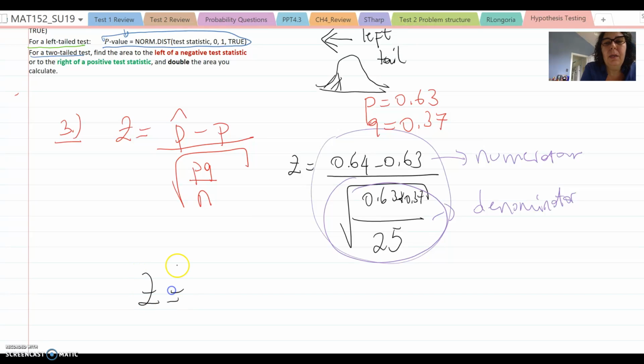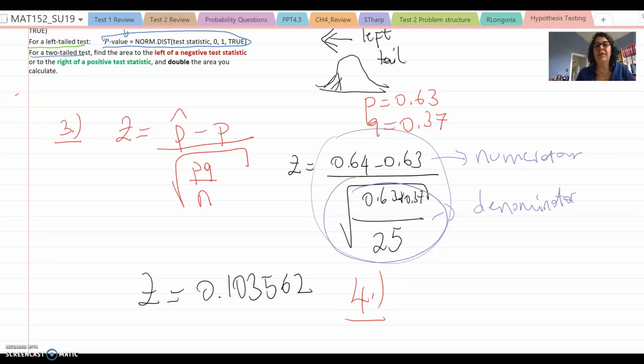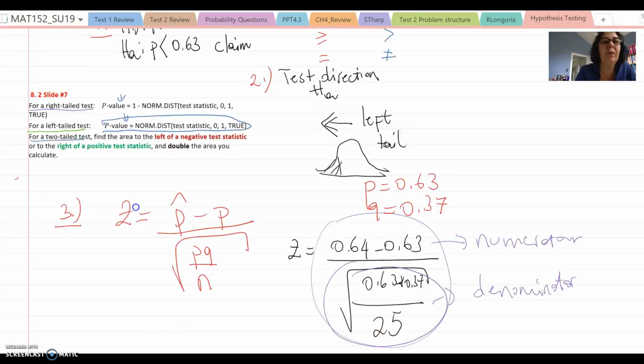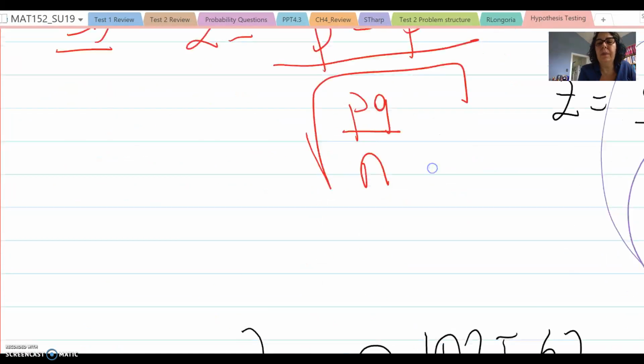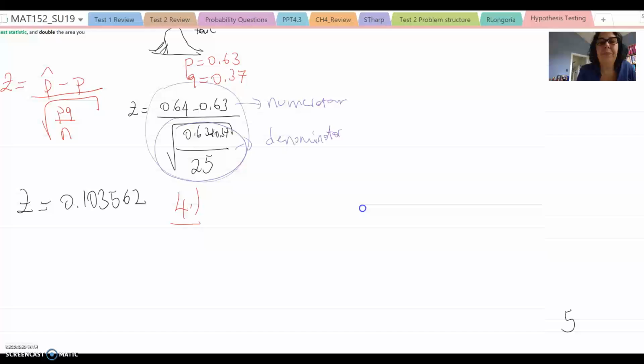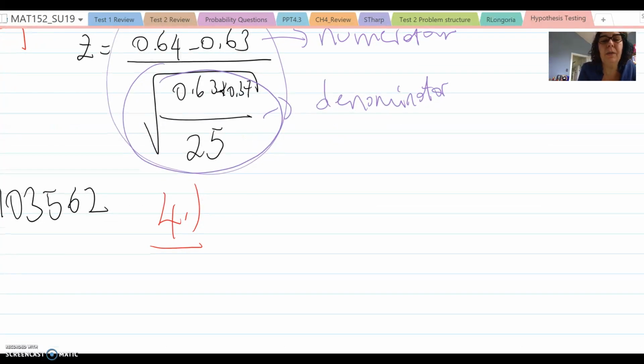This is step 3. I have it here, luckily, 0.103562. Cool. Now, step 4. We need to calculate the p-value. Now when we're calculating the p-value, the direction of the test is important because we are going to use it accordingly, right? So we're going to look up here the p-value because we decided on a left tail test. I'm going to use equal norm dot this test statistic, which I found, 0.103. Then I'm going to compare that p-value with the alpha given.